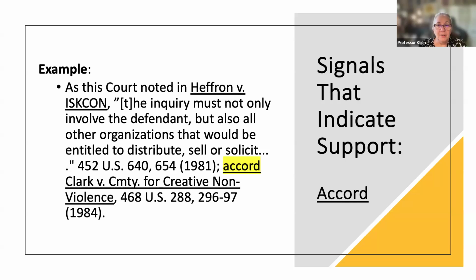Then we have accord. You use accord when two or more authorities state or clearly support the proposition, but the text only refers to one. So here you have, just like we had with no signal, a sentence that starts with, as the court noted in Heffron. So it mentions the case, and you will see at the end of that quote, Heffron is cited. You use accord because now you're talking about another case that wasn't part of the sentence. Basically, you're saying this case agrees with the case that I just mentioned in the previous sentence.